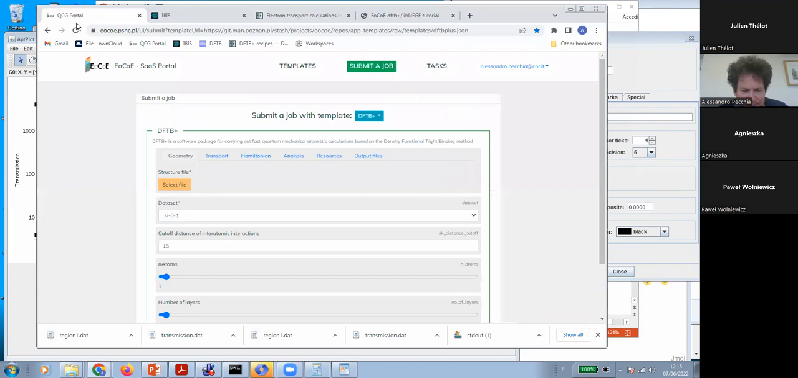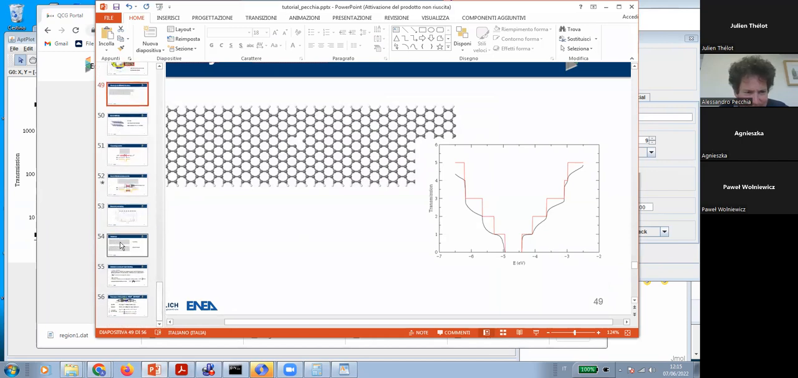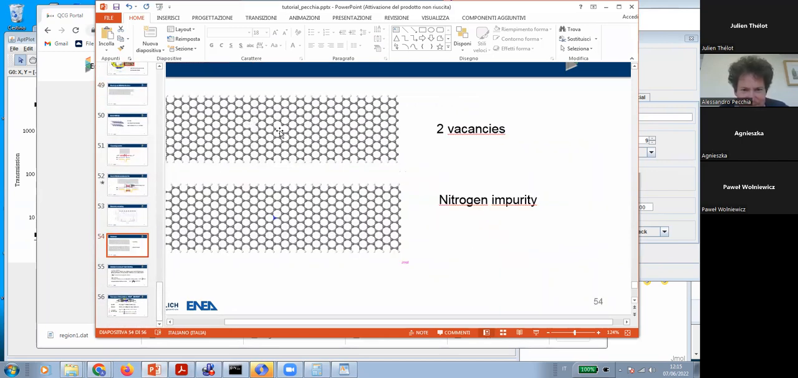So this could be a job for exercise. I can anticipate, in case we don't have time, you can try to put two vacancies. I haven't done this calculation, so it would be interesting to see how they look. Put them somewhere and see how these two vacancies interact with each other. You can put, for instance, a nitrogen substitution. Don't go to exotic atoms, because then you need to be sure you have them in the Slater-Koster set for the DFTB. So nitrogen is fine.